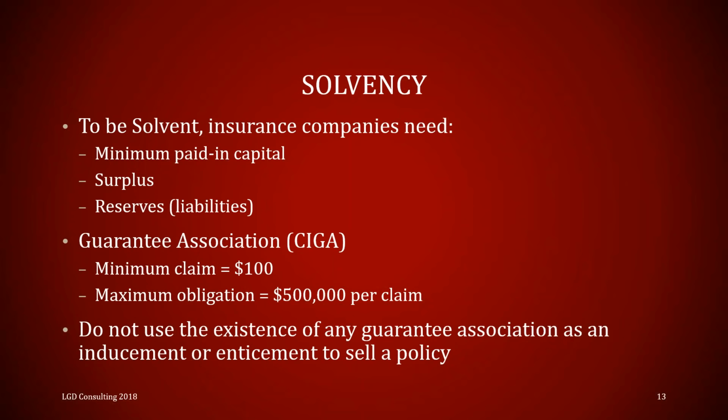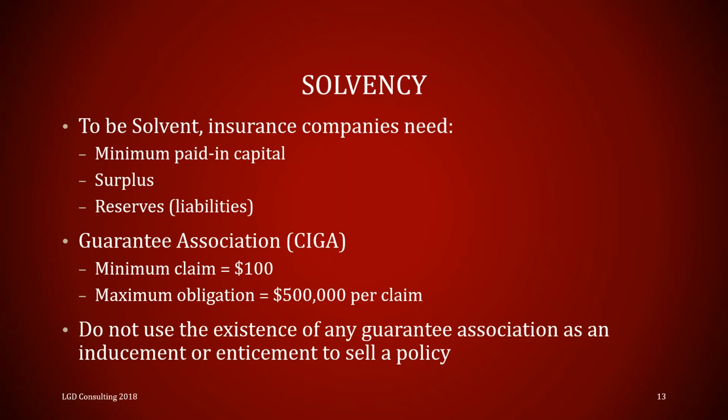All right, solvency. To be solvent, the insurance company has to maintain minimum capital, surplus, and reserves, which we already know are liabilities. So a very common test question is when an insurance company only has enough money to cover its liabilities, including reinsurance, it is said to be what? Well, if you only have your liabilities, then you don't have capital and surplus. And if you don't have all three, you're said to be insolvent.